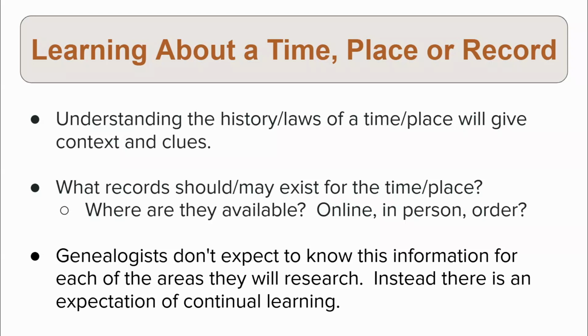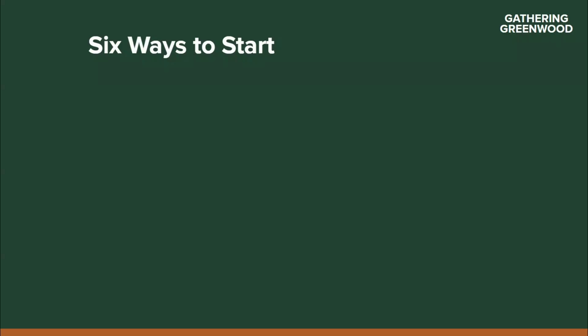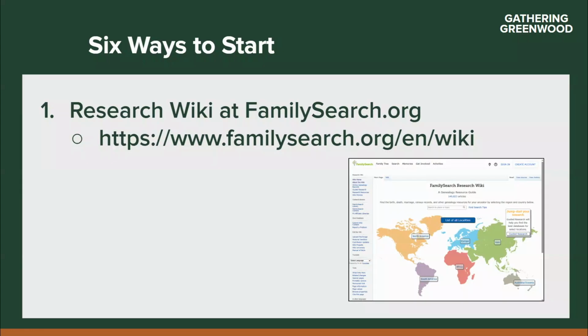Genealogists don't just know all this information for every location. Instead, they begin with an expectation of needing to learn about the time, place, and records related to the family that they're researching. In this video, we're going to cover 6 ways to start this type of research. There's a separate quick guide video that will go into more detail on each of these if needed.